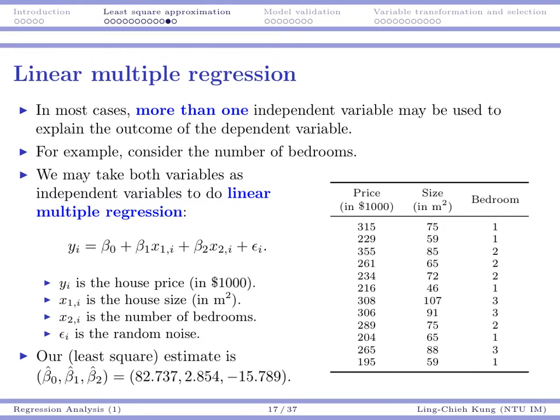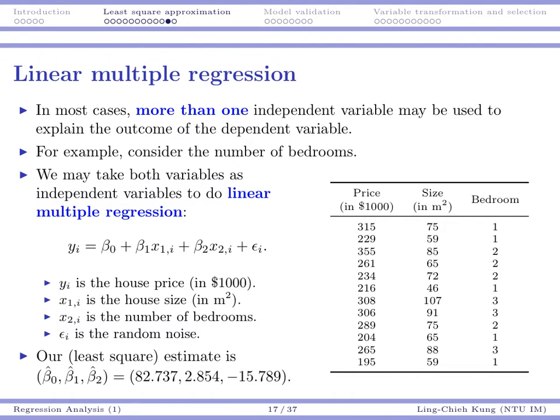The best thing about regression is that it can easily be extended to consider more than one independent variable. So, for example, suppose we have the number of bedrooms for each house. Now we have two independent variables, size and the number of bedrooms. We want to use both of them to predict price.